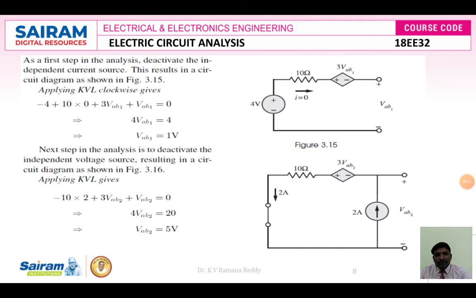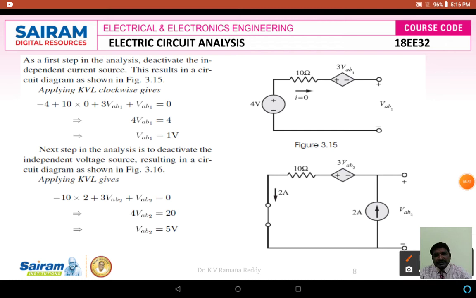Now I am going to find the VAB value by using Kirchhoff's voltage law, in case 1, where I am keeping the 4 volts voltage source in acting position and this current source is ignored. According to the principle of the superposition theorem, I want to keep only one source in acting position, and the other source is open circuited or short circuited. Since the current source is open circuited, the simplified circuit is this one.